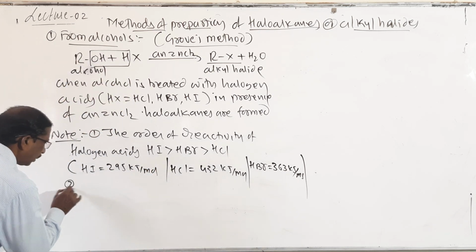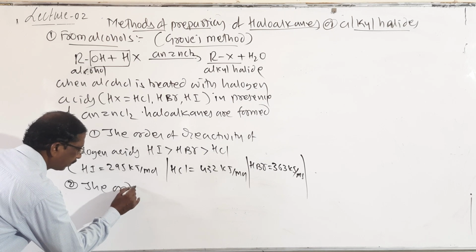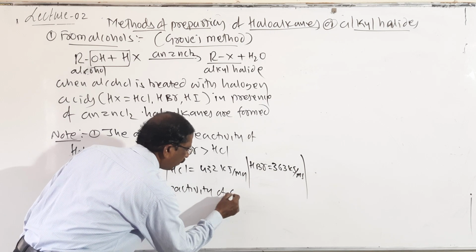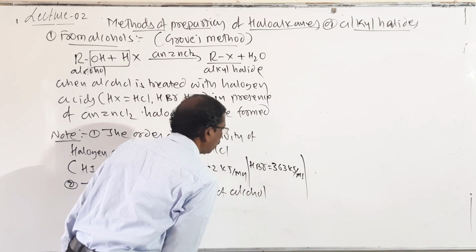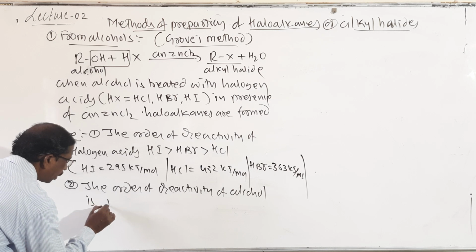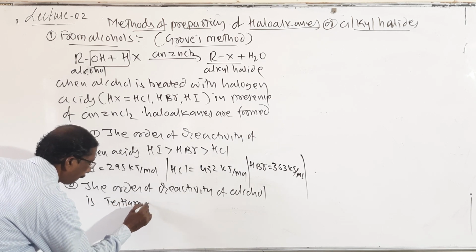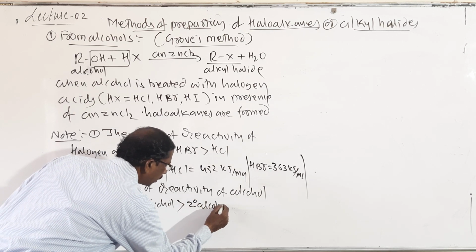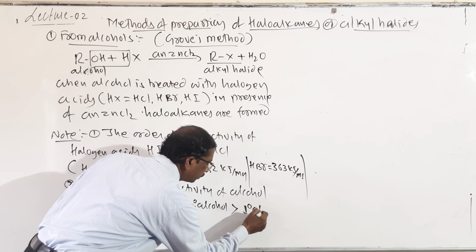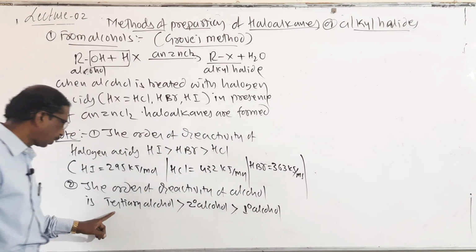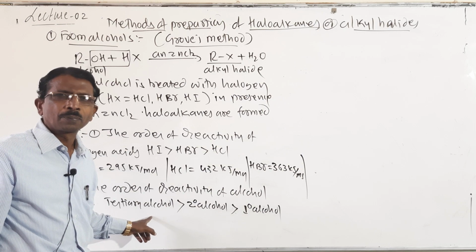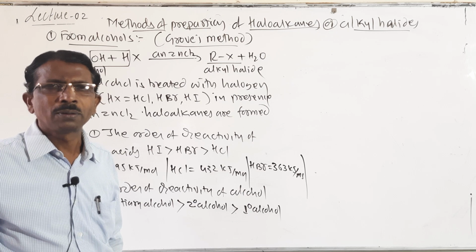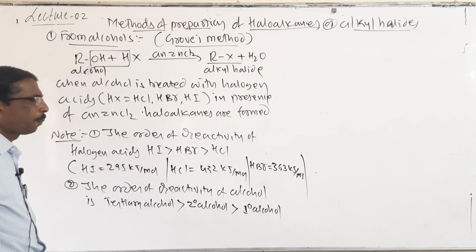And the second point, the order of reactivity of alcohol is tertiary alcohol, secondary alcohol, primary alcohol. Look here students, tertiary alcohol is more reactive, and then secondary alcohol, and secondary alcohol is more reactive than primary alcohol. So it is the second point.